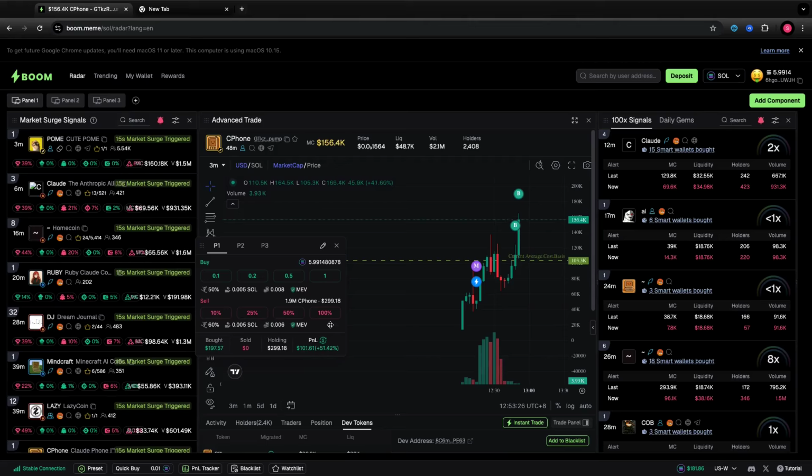$100 in like less than a minute. So let me just take my profits right there. So boom, I cashed out, I sold. I was only aiming for like $100, and yeah, my PNL has increased. As you can see right over here, I've got 7.5. So what I'm going to do is, damn, it keeps on going up.